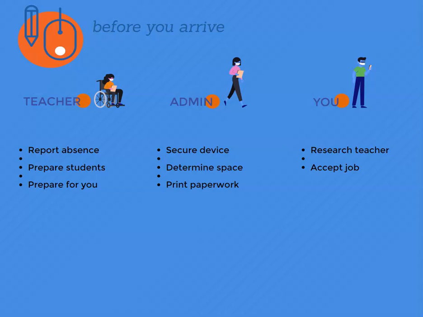The administrator for the school site needs to have done a few things as well. He or she needs to have a device charged and ready for you to use. He or she needs to make sure there is a clean space where you will do your job. And he or she will have printed an attendance sheet and any other paperwork that the regular teacher may have sent in or prepared for you if necessary.